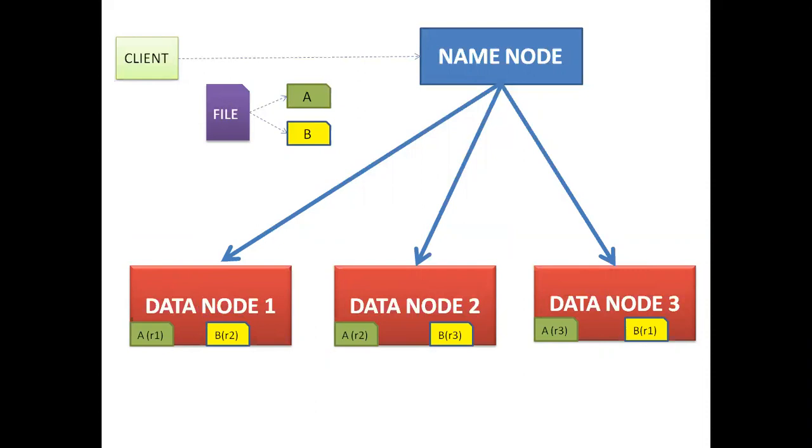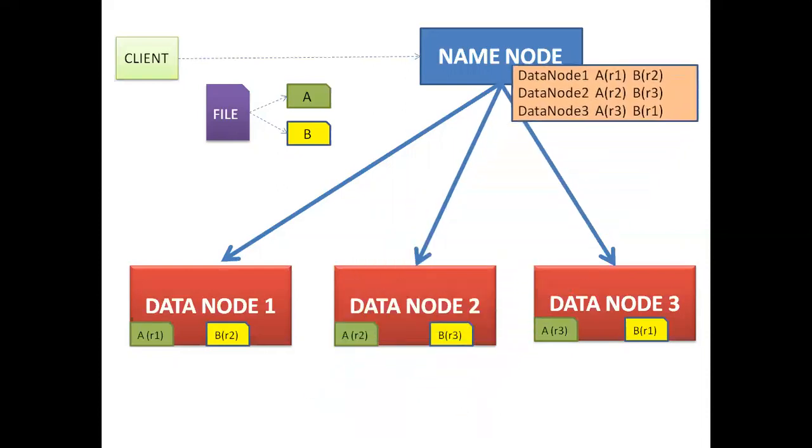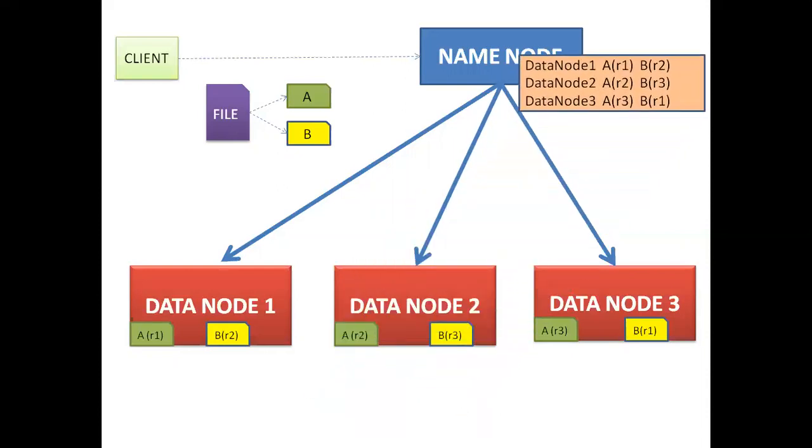You can observe here the snapshot of all this information, like data node 1 is having block A and block B. Similarly, data node 2 is having replication copy 2 and 3 of block A and B respectively. All this information snapshot is taken and is used by the name node for future reference. We call this file the FS image, that is, file system image.